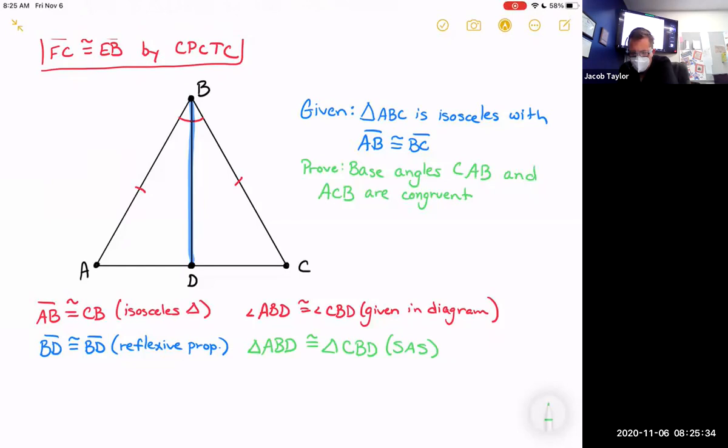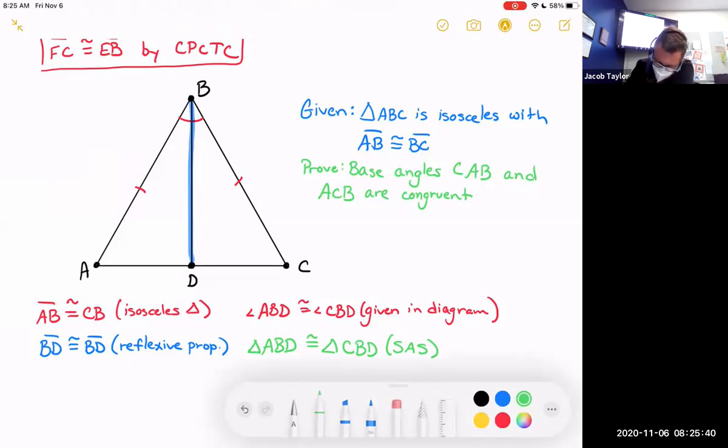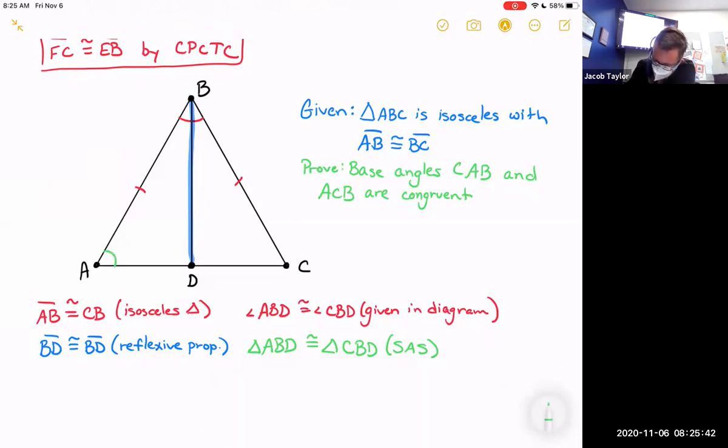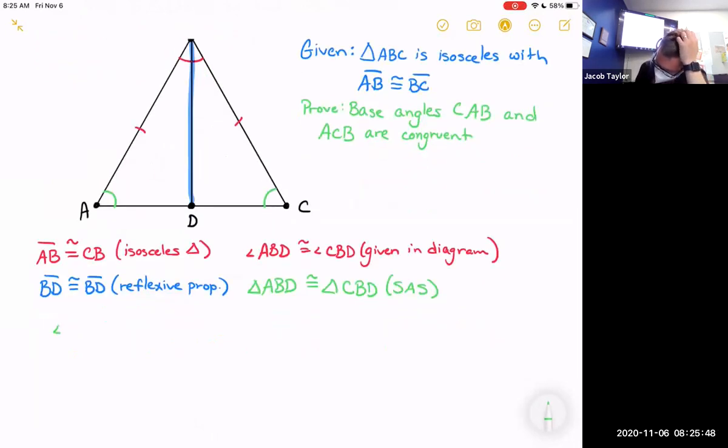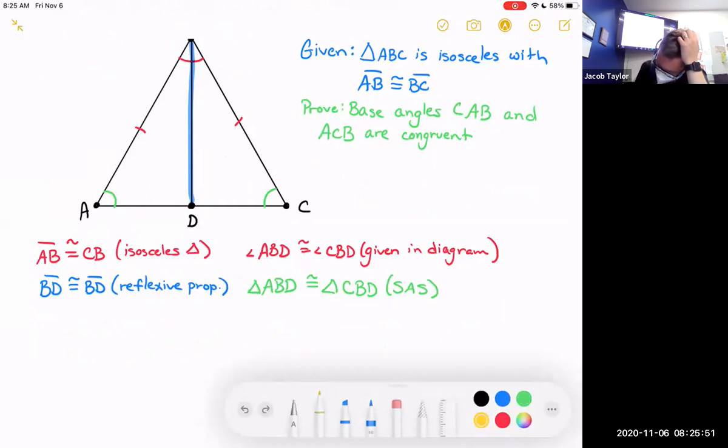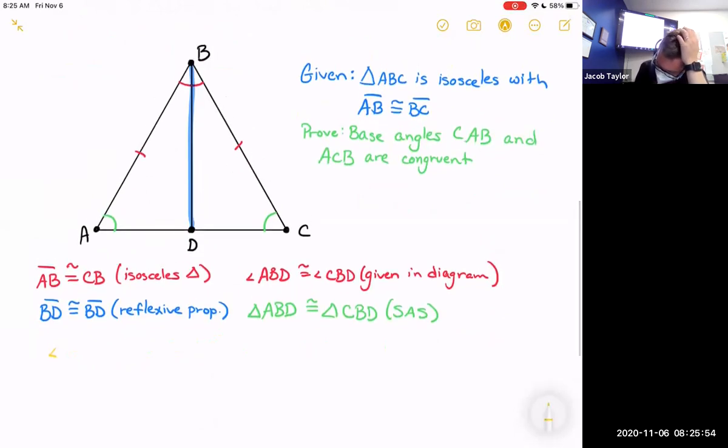Now, what I wanted to prove is that the base angles, CAB and ACB, let's go ahead and mark those in there. CAB is this one, and ACB is this one. Are those angles congruent? Angle CAB is congruent to angle ACB. How do I know? Because I proved the triangles were congruent, and corresponding parts of congruent triangles are congruent.